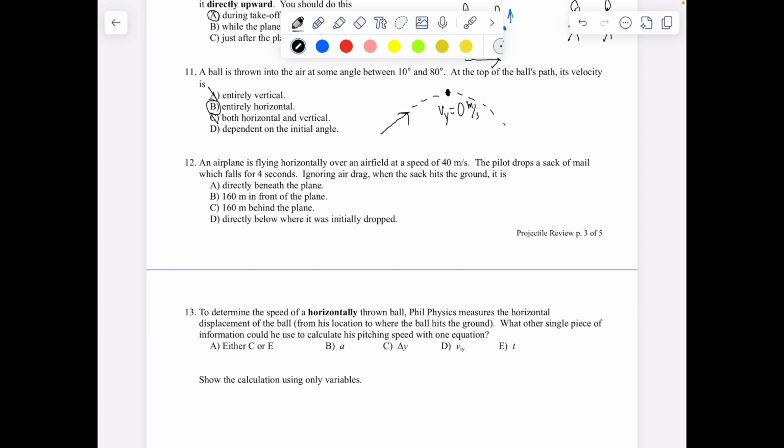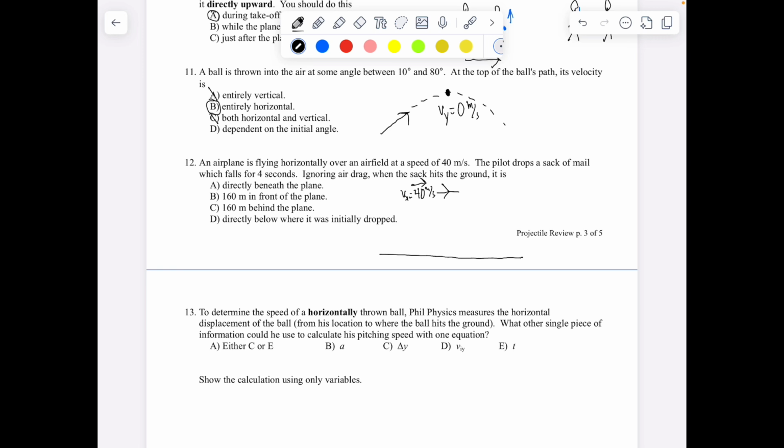Number 12. An airplane is flying horizontally over an airfield at a speed of 40 meters per second. The pilot drops a sack of mail, which falls for 4 seconds. Ignoring air drag, when the sack hits the ground, it is... All right. So here, let's draw a picture, like we always like to. We have a plane. It is flying horizontally over some airfield, purely horizontally, velocity in the x direction, 40 meters per second. They drop a sack of mail, it falls for 4 seconds.